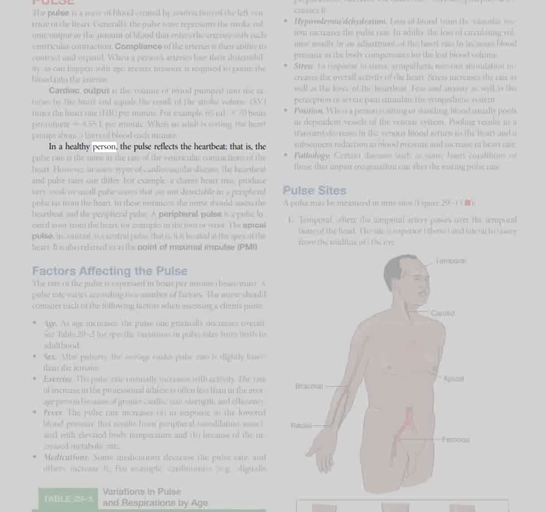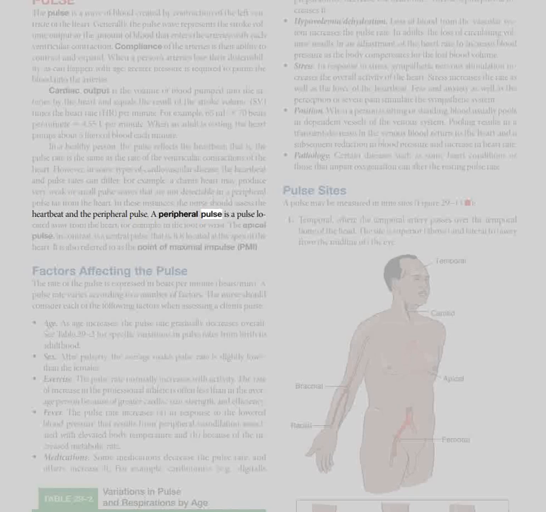In a healthy person, the pulse reflects the heartbeat. That is, the pulse rate is the same as the rate of the ventricular contractions of the heart. However, in some types of cardiovascular disease, the heartbeat and pulse rates can differ. For example, a client's heart may produce very weak or small pulse waves that are not detectable in a peripheral pulse far from the heart. In these instances, the nurse should assess the heartbeat and the peripheral pulse.